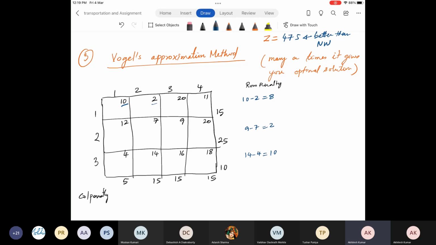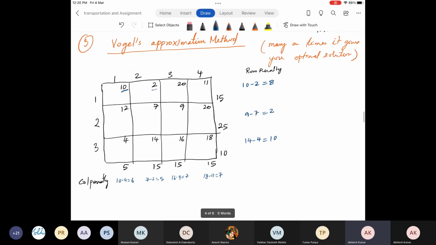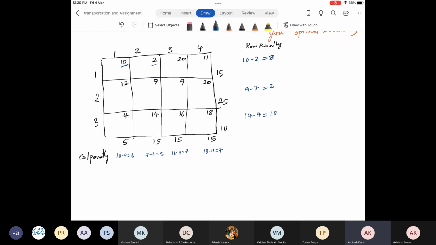Similarly, we'll calculate the column ones. 10 minus 4 equals to 6. 7 minus 2 equals to 5. 16 minus 9 equals to 7. And 18 minus 11 equals to 7. Is the row penalty and column penalty clear, guys? How we calculated row penalty and column penalty? Yes, sir.